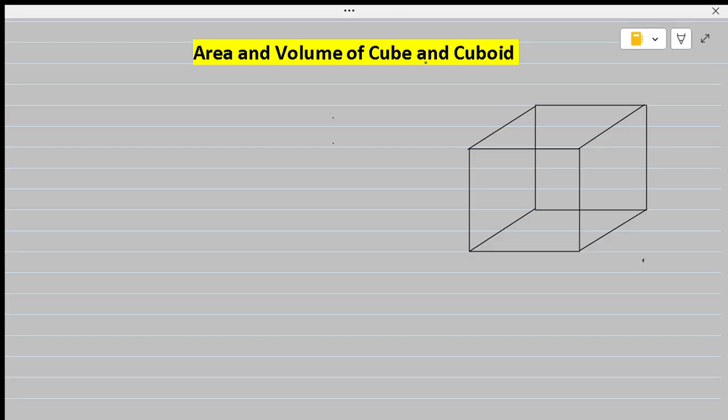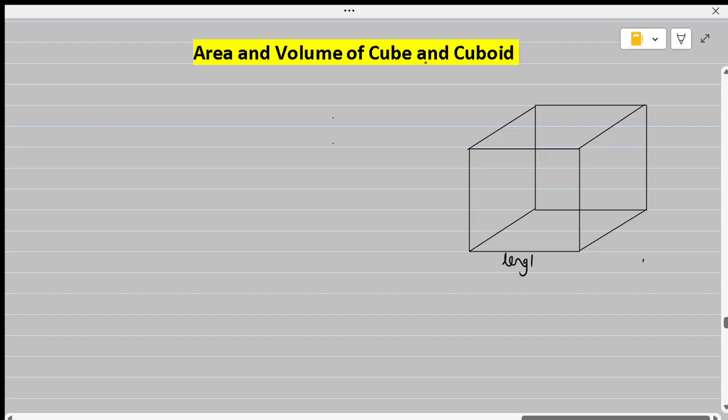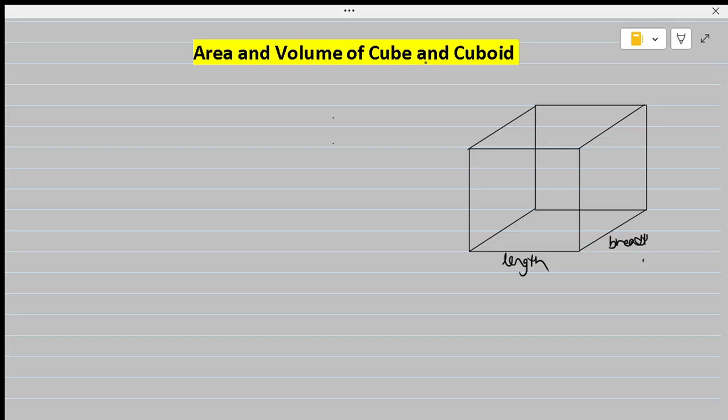So this one down, right? This we call length, and this one we call breadth. The longer one we call length, and the shorter one on the base we call breadth. And the vertical one we call height. So in this cuboid, these three dimensions exist.